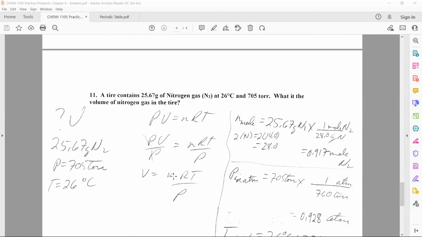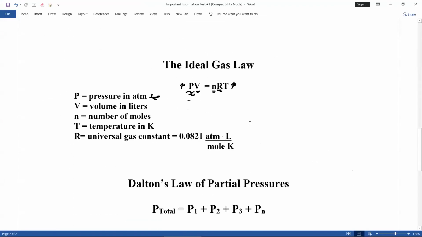All right, now we have n. R will be given to you, where important information, test number 3. And you don't have to memorize this. Remember, this is 3 significant figures. All right, so we have n, and now we have R.